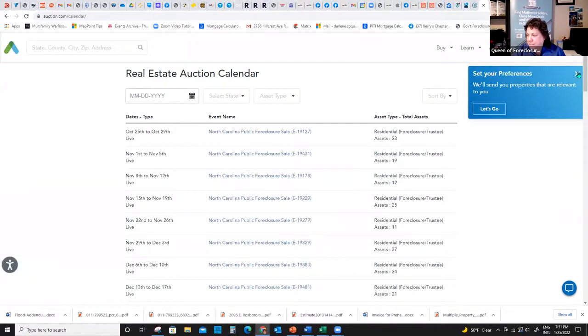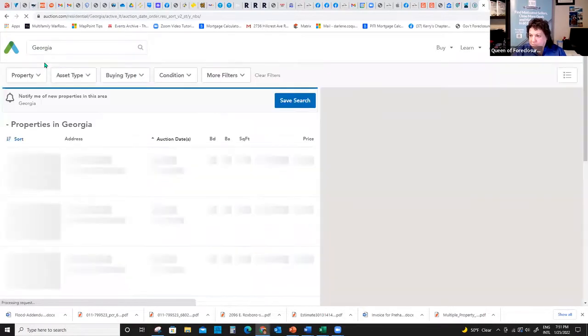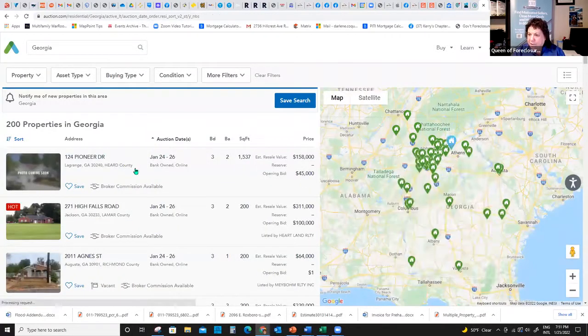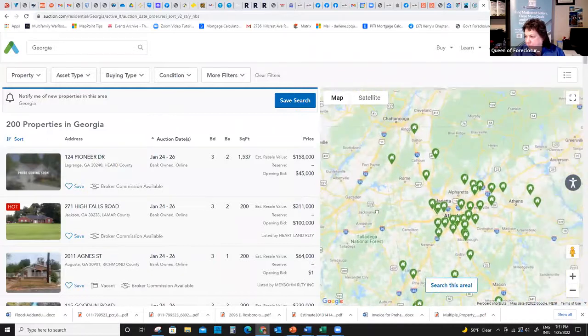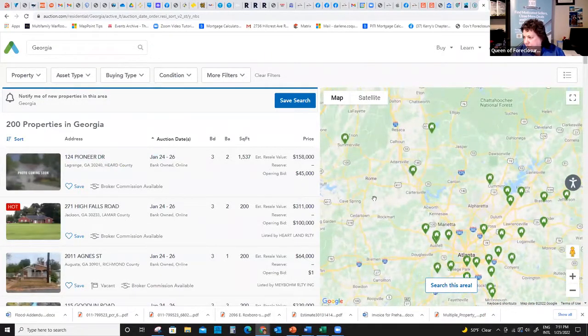Set your preferences. I don't do that, but you can set your preferences. So then maybe I want to go look at, I'm just going to use Georgia. That's my state. And this is what I like. If you set your settings properly, you've got a map and you've got the list, or you could just set it just for the list, however you want. But I like to look at it like this on the map too, because I'm going to say, let's see, where am I looking today?